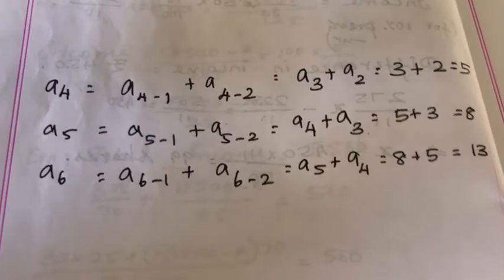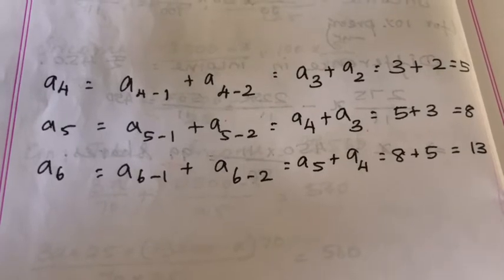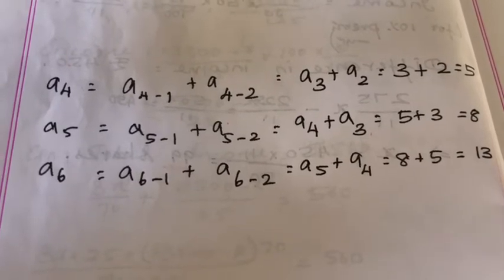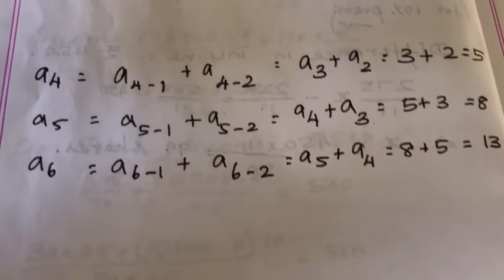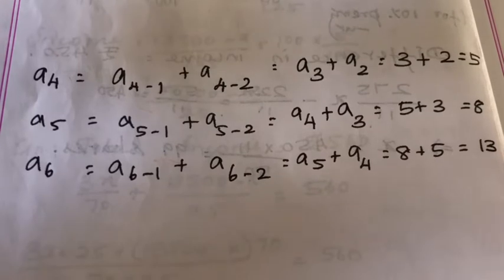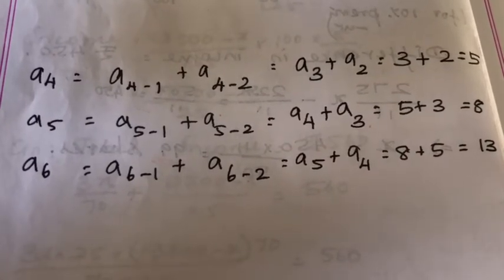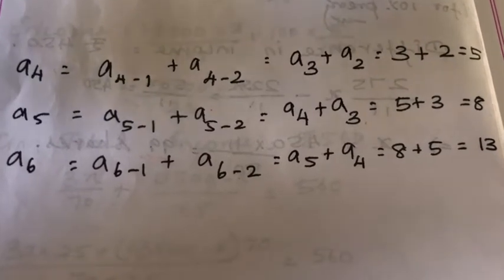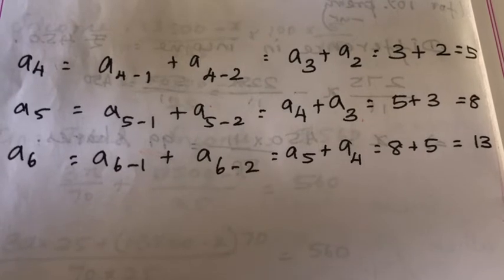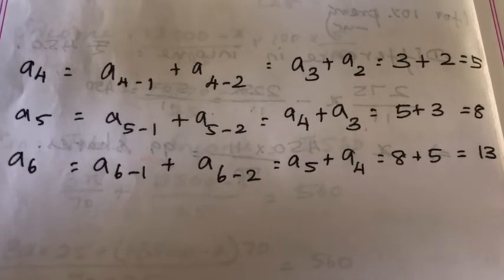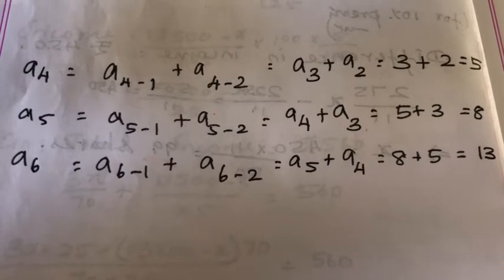So, a4 is equal to a(4 minus 1) plus a(4 minus 2), that is a3 plus a2. 4 minus 1 is 3, 4 minus 2 is 2. So, a3 plus a2, a3 is 3 and a2 is 2, that is equal to 5. Next, a5 is equal to a(5 minus 1) plus a(5 minus 2), that is a4 plus a3. a4 is 5, a3 is 3. So, 5 plus 3 is equal to 8, and so on. We can calculate a6 also.